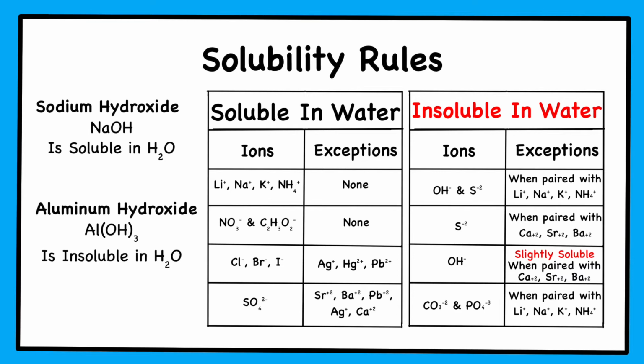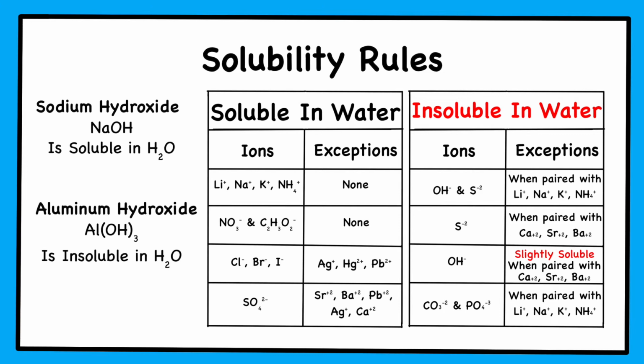Our final set of rules are for carbonate and phosphate anions. Generally, these anions are insoluble in water unless they are paired with lithium, sodium, potassium, or ammonium cations. So, now that we have this chart complete, if you want to pause this video and write these down, please do so now.